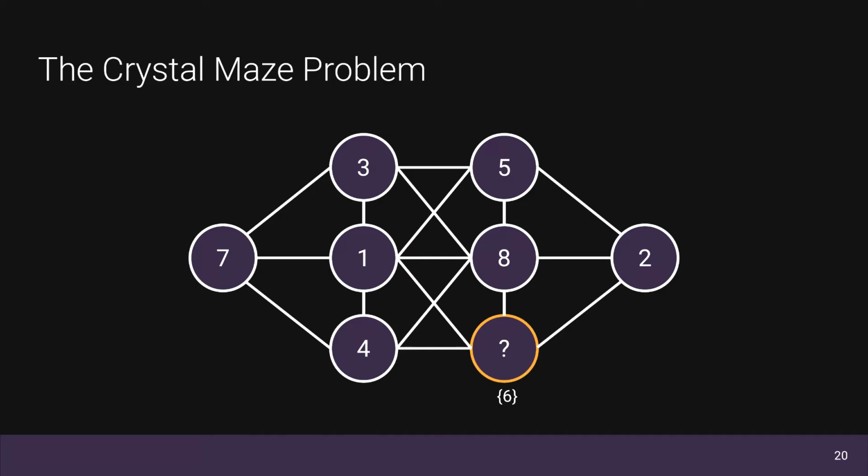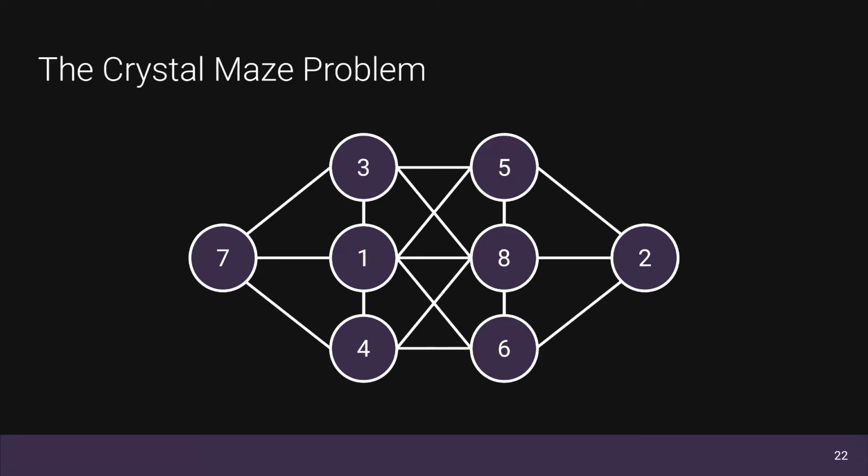Now, this leaves us with only one value left to put into the problem, because we've ruled out 1, 2, 3, 4, 5, 7 and 8, so we only have 6 left to put in, and we put it in the last slot, right here, and there we go. We have a complete crystal maze problem.